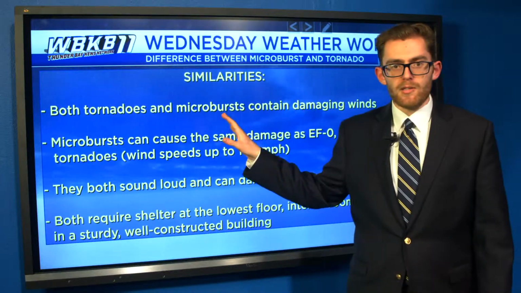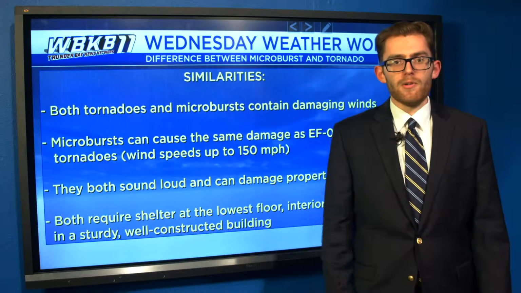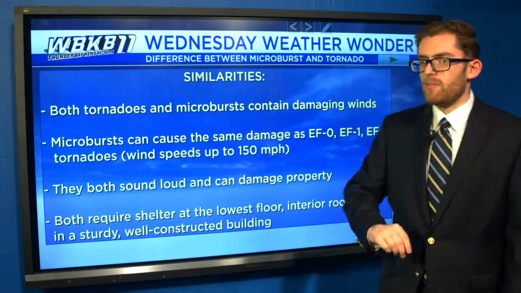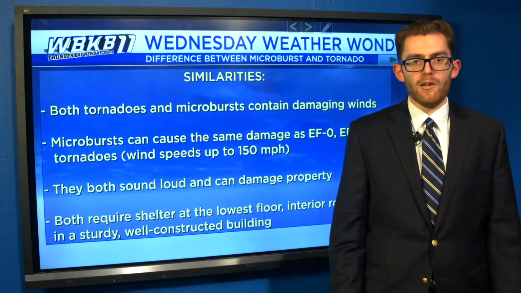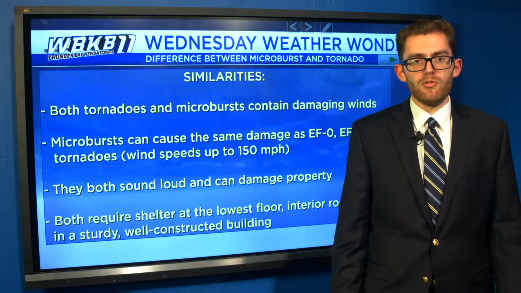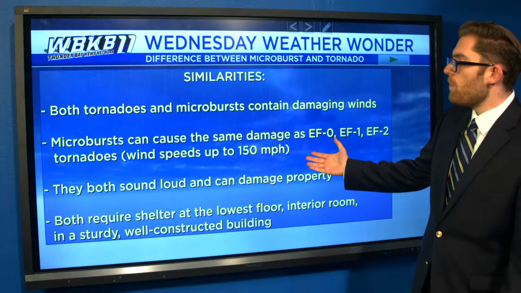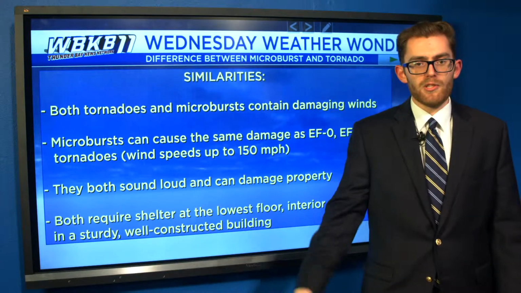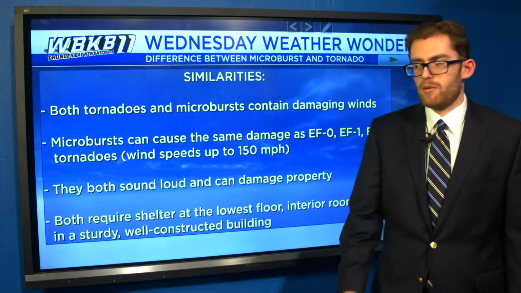But the similarities are that tornadoes and microbursts can both produce damaging winds. Microbursts can cause the same damage as an EF0, EF1, or EF2 tornado, with the potential for sudden wind speeds of up to 150 miles per hour. They both sound loud and can damage property, and both require shelter at the lowest floor of a sturdy building in the most interior spot.